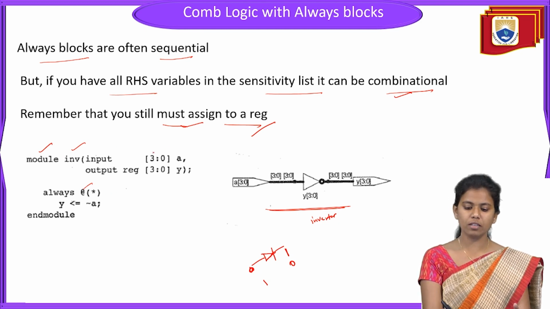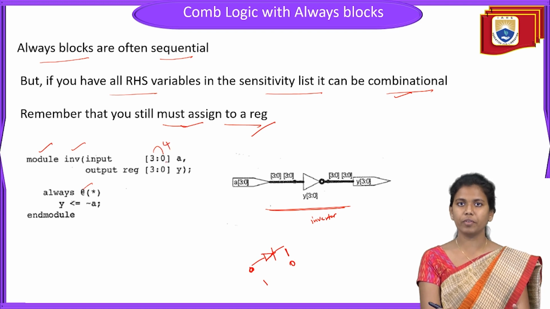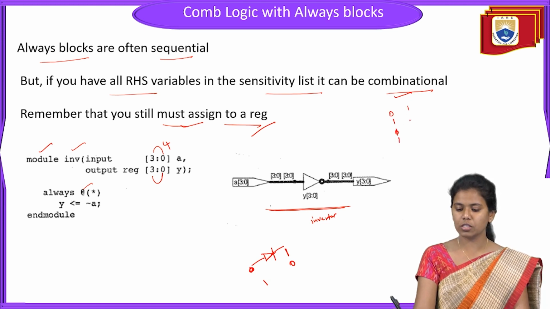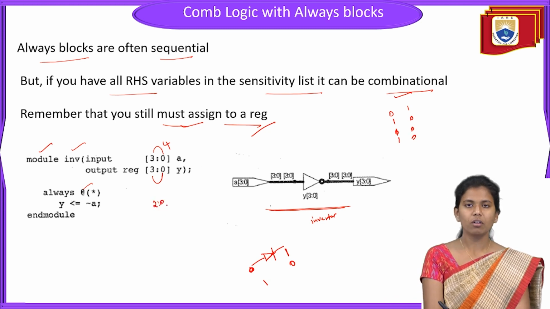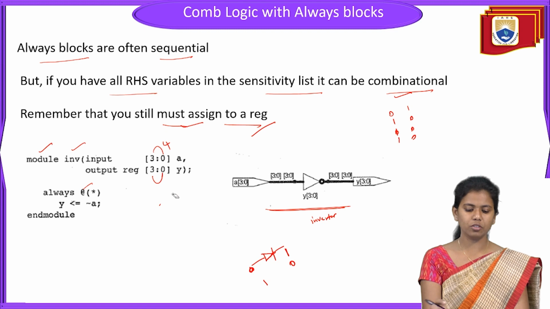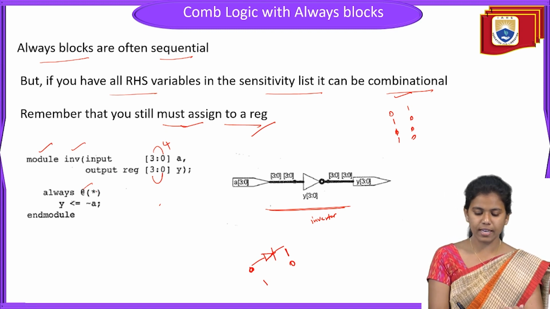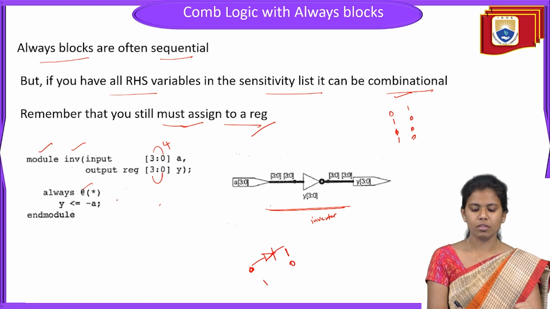So my input port is [3:0]. So again 4 bits of data I am considering, and output register is [3:0]. That means if it's 0, 1, 0, 1 or 0, 1, 1, 1, my output goes like this, 1, 0, 0, 0. Okay, here you can consider [2:0]. Any number of bits you can consider, you are flexible. But remember here, always @ star. Okay, so always @ star.